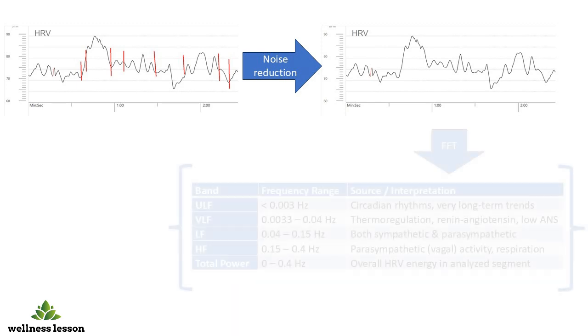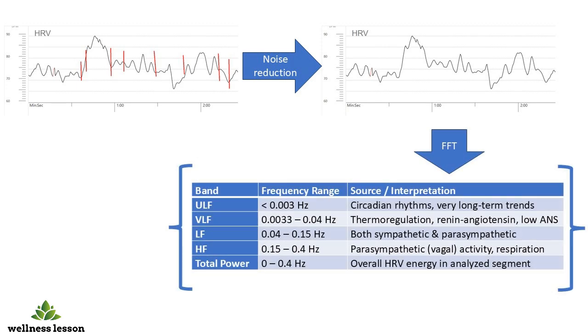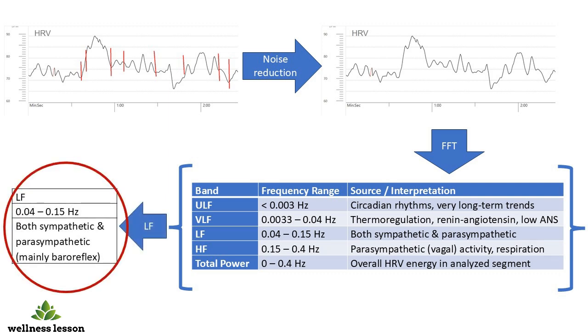Subsequently, the fast Fourier transform is applied to decompose the signal into its constituent frequency components. Coherence is identified by detecting a narrow, high-amplitude peak in the low-frequency range, typically around 0.1 Hz, indicating a harmonious balance between the sympathetic and parasympathetic branches of the autonomic nervous system.